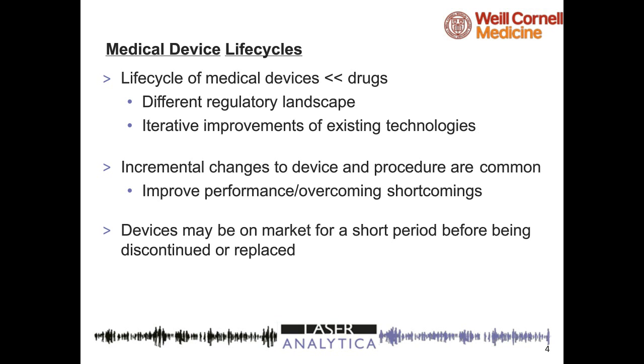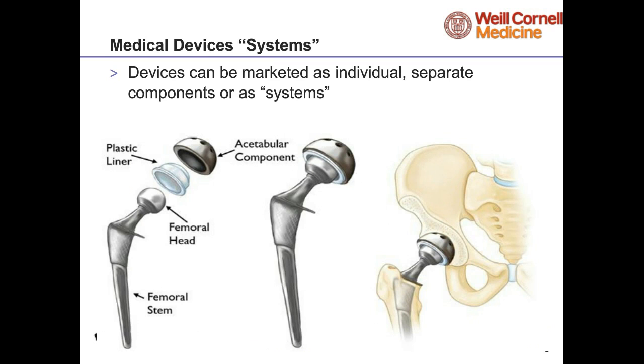We also have issues with medical device systems. Devices can be either marketed as individual separate components or as systems. Here I have an example of a system, which is a hip arthroplasty replacement device. This system consists of a femoral stem, a femoral head, a liner, and an acetabular component. So this is marketed as a system. But once the patient is on the table, it doesn't necessarily mean that the physician will implant that one system of a device. Physicians can sometimes mix and match different systems together. And so as you can imagine, you might end up with different combinations that have very different safety and effectiveness profiles.